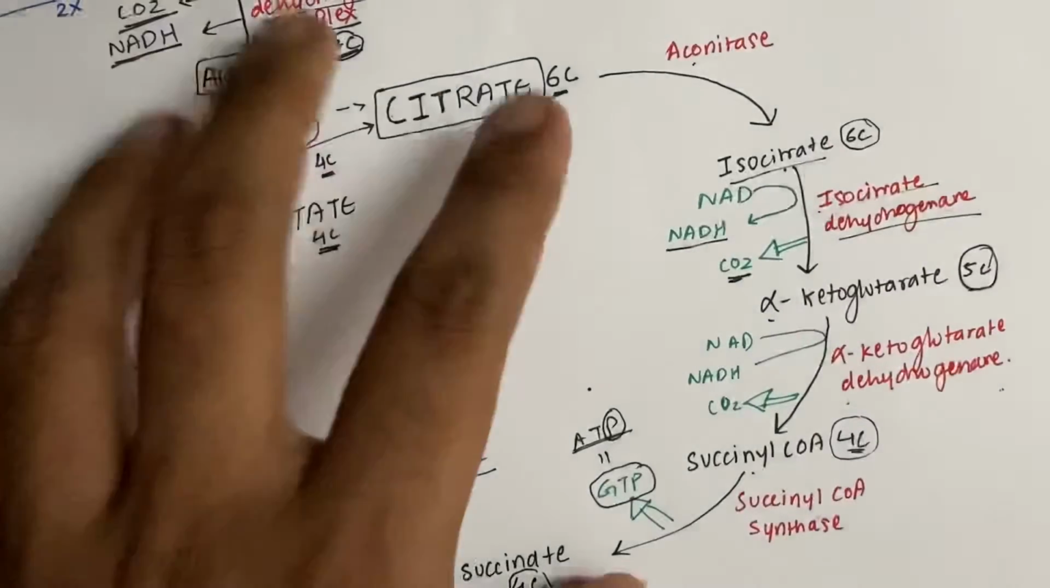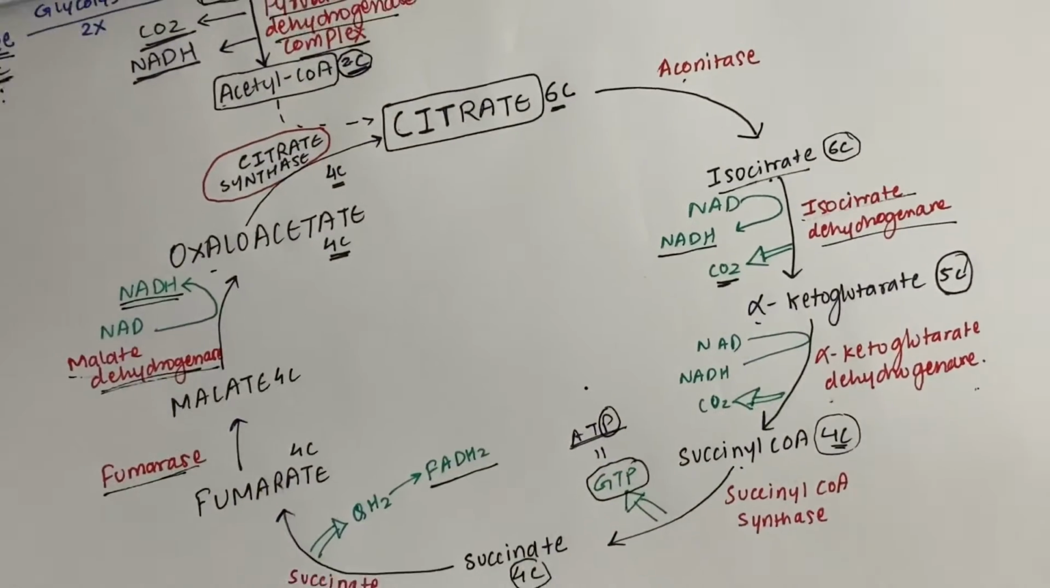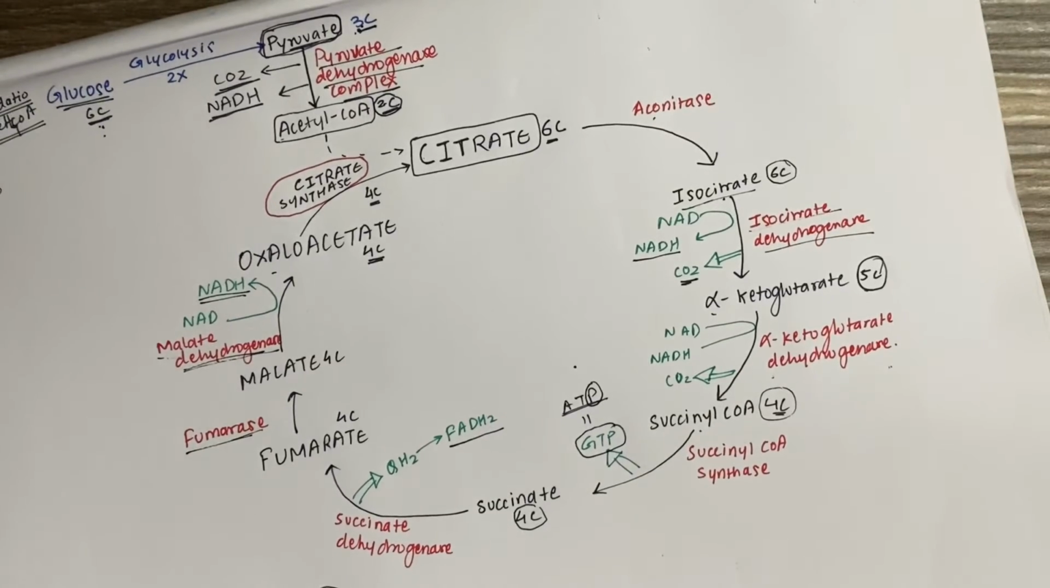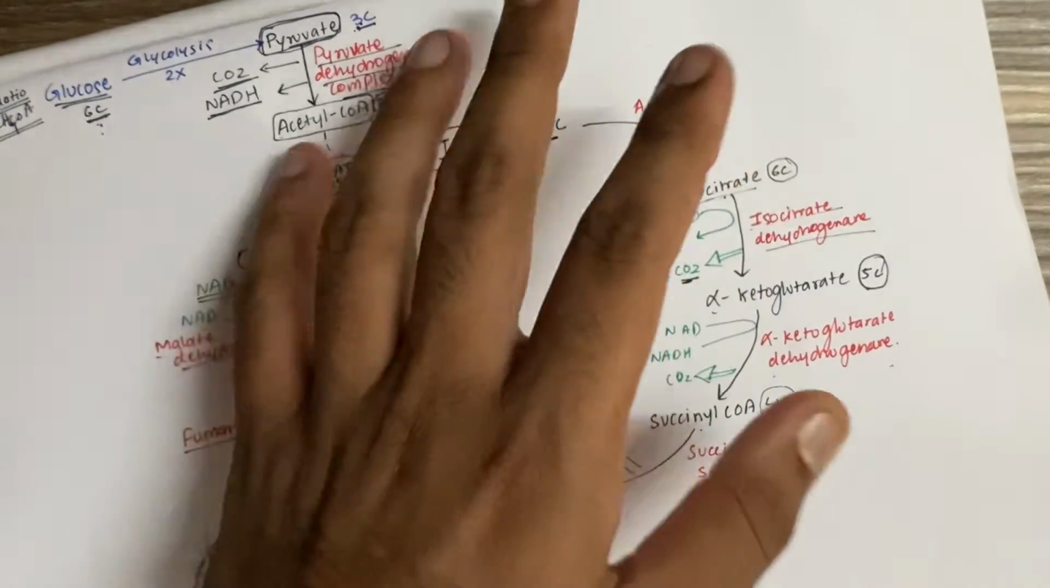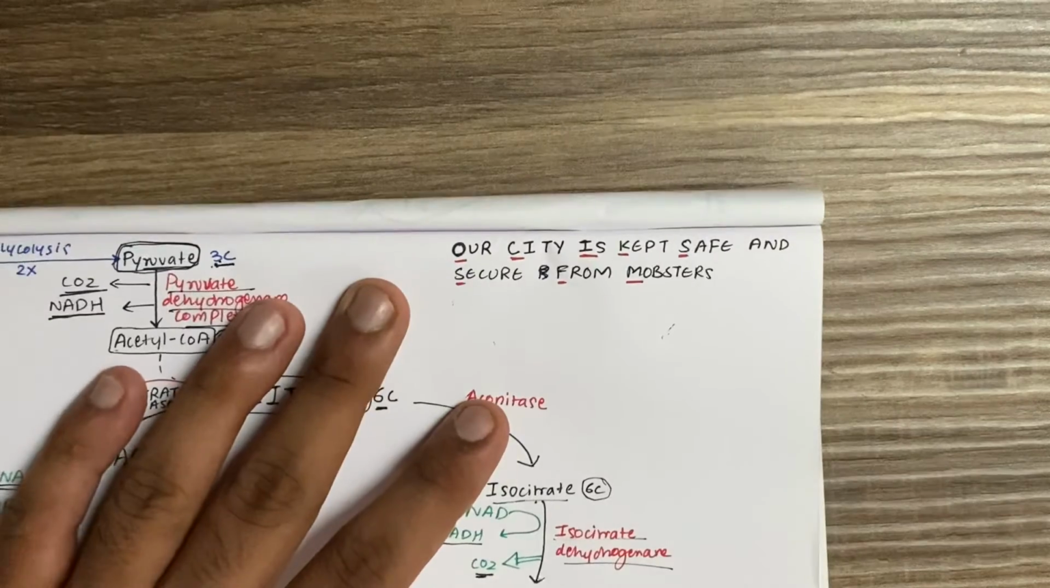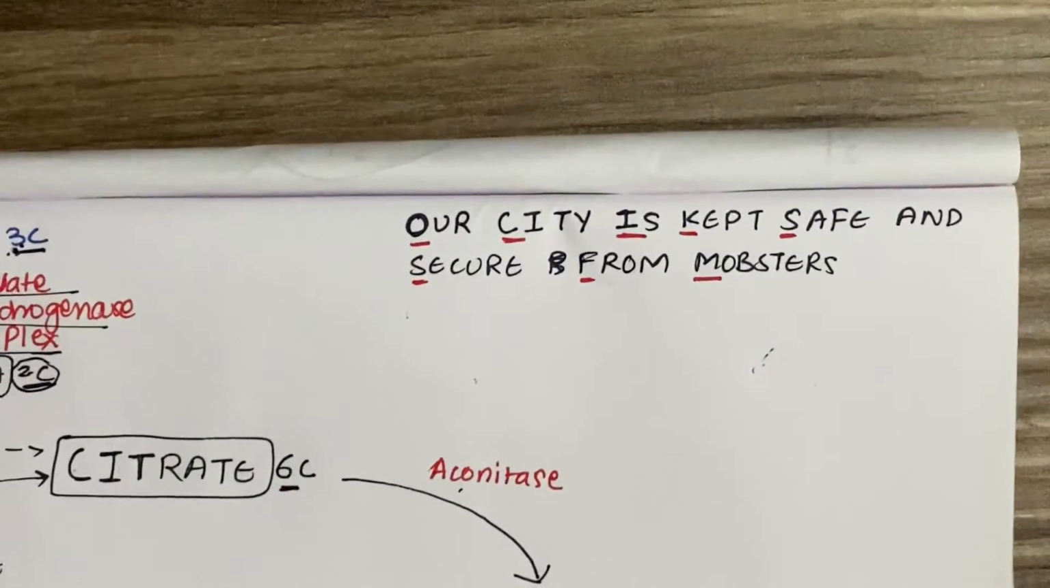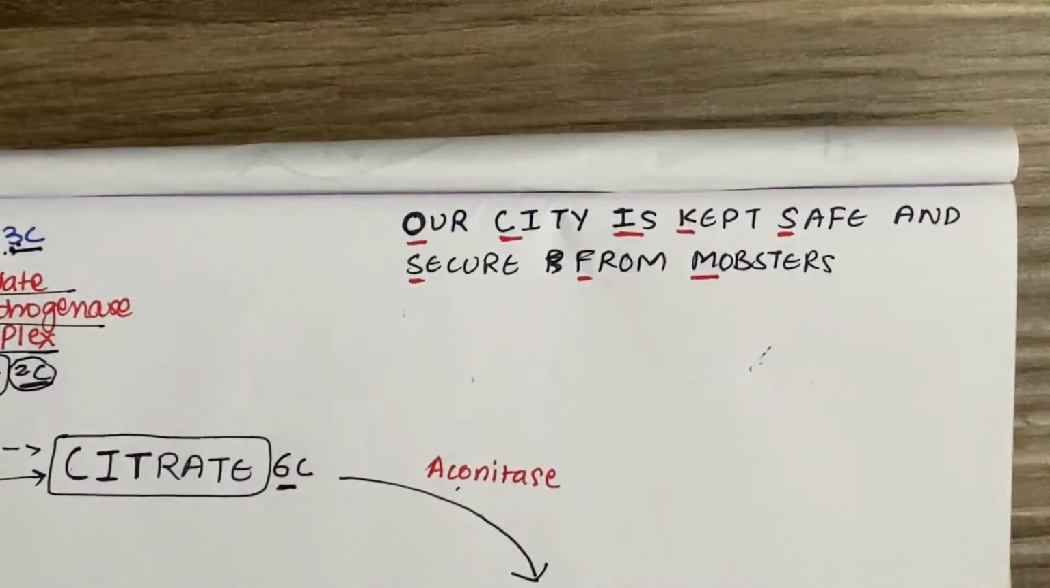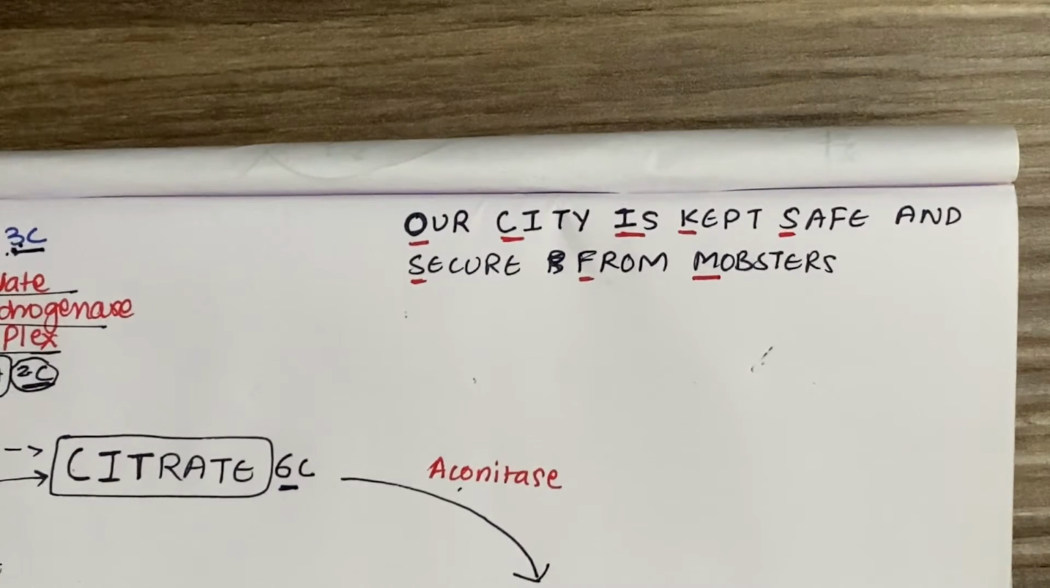Now you might wonder how we can actually learn all this. So there's a simple mnemonic for you guys. Can you see this? I have highlighted some of these words. Just keep that in mind: Our city is kept safe and secure from the mobsters.